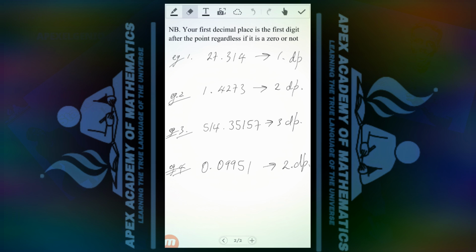Now, before we look at the examples, we must again reiterate that your first decimal place is the first digit that appears after the point, regardless of whether it's a 0 or not. With decimal places, we don't take into consideration zeros being significant or insignificant. Because you're focusing on the number that comes after the point, you must include your 0 regardless of its position.